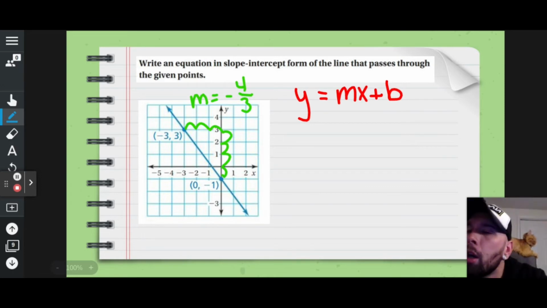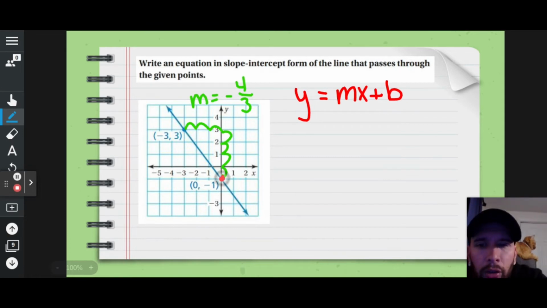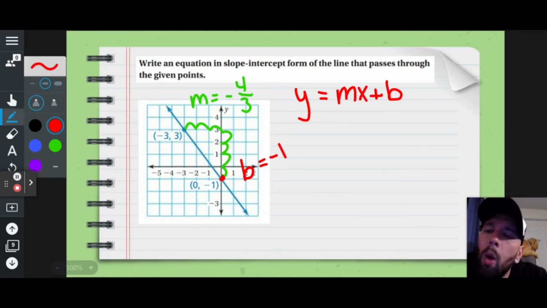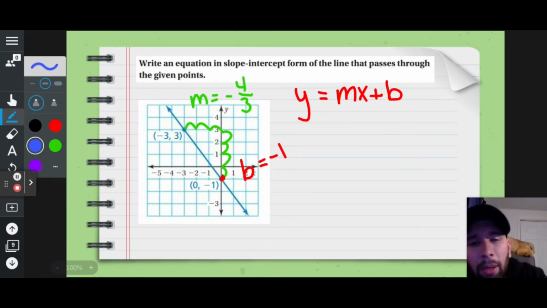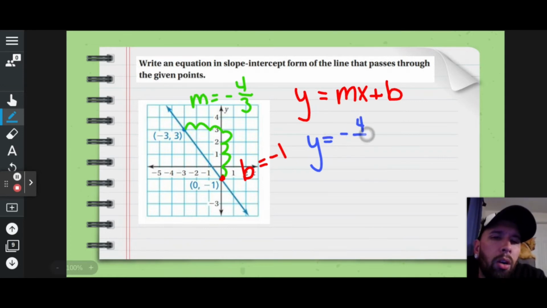There's my slope. My y-intercept is the point where my line goes through the y-axis, which is that guy right there, 0, negative 1, which means my y-intercept is negative 1. So knowing that y equals mx plus b, and knowing that m is negative 4/3 and that b is negative 1, I have the equation y equals negative 4/3 x minus 1. And that's that.